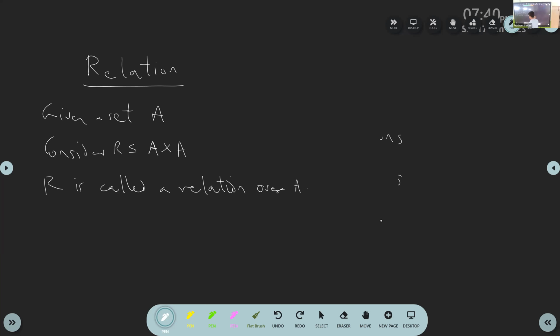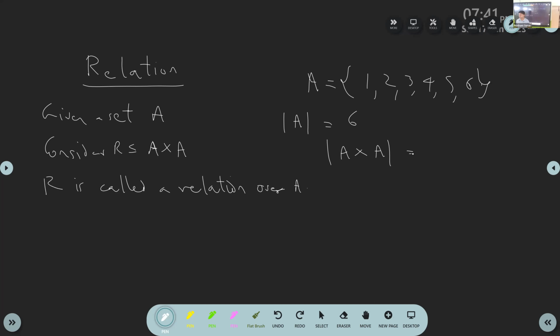So maybe we can take some examples. So let us consider A as the set. So how many elements does A have? 6. So how many elements does A cross A have? A cross A means all pairs, right? 1, 1, 1, 2, 1, 3. We have to take all such pairs. So how many will there be? 36, right? Because every pair has 2 parts, first and second one. And there are 6 choices for the first element, 6 choices for the second element. So this will have 36.